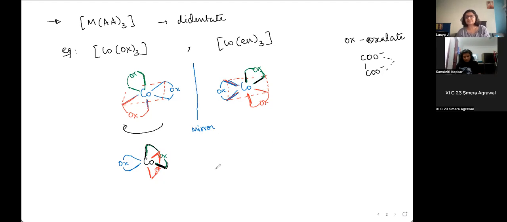Sanskriti, Smera, is this making sense? Are you able to imagine this? Yes, ma'am. I'm going to remove the black and keep the colors so that the clarity is there. So the green part has come forward.